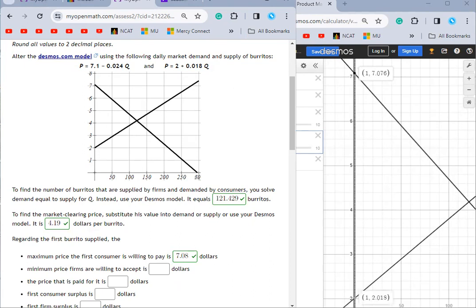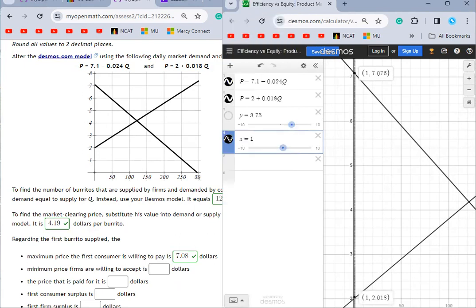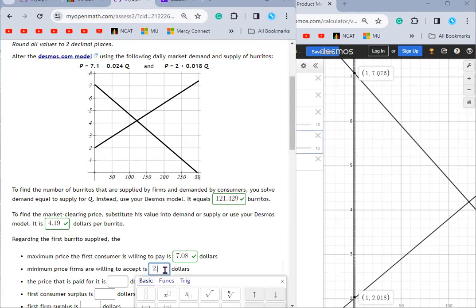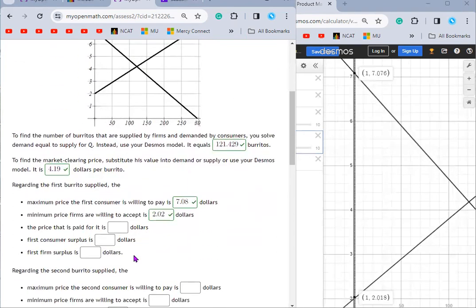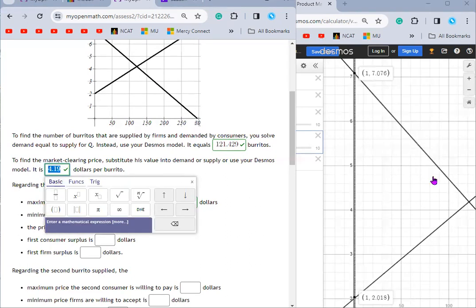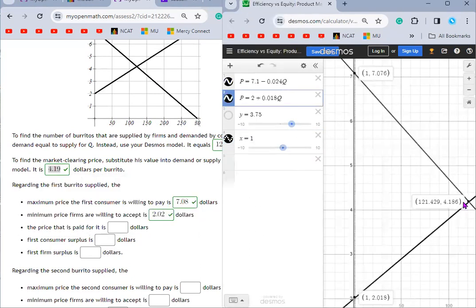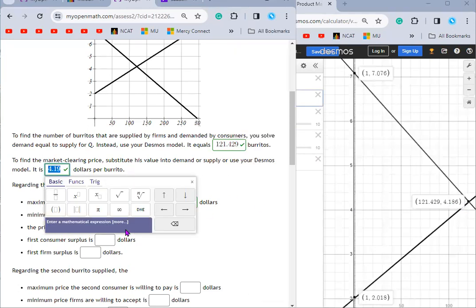So that's the maximum price that first consumer is willing to pay. The lowest price a firm is willing to accept to produce that burrito and sell it is 2.018 or 2.02. Right? The supplier needs at least $2.02 to make that first burrito and sell it, right? Now, the price that is paid for it is the market price. The market price, remember, is 4.19 in my model, right?